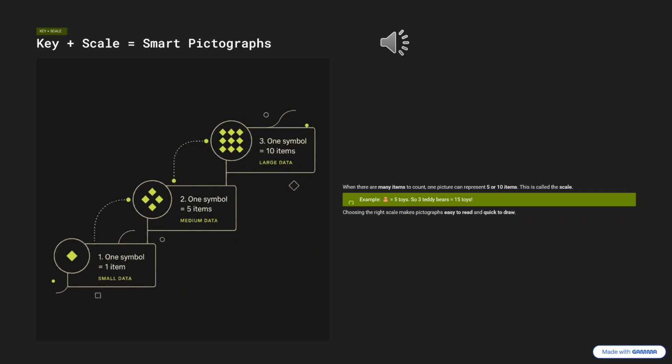Now, one teddy is equal to 5 toys. Two teddy bears is equal to 10 toys. Three teddy bears is equal to 15 toys. Using a scale saves time and keeps the pictograph neat. If one picture means 10 books, what do 4 pictures represent?